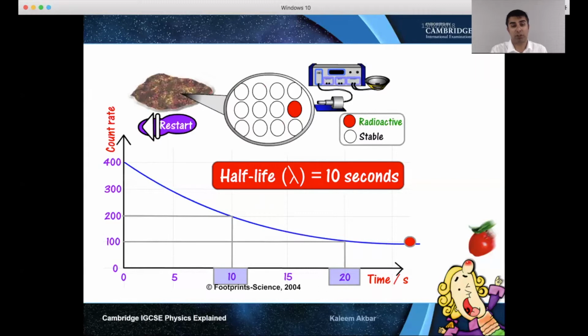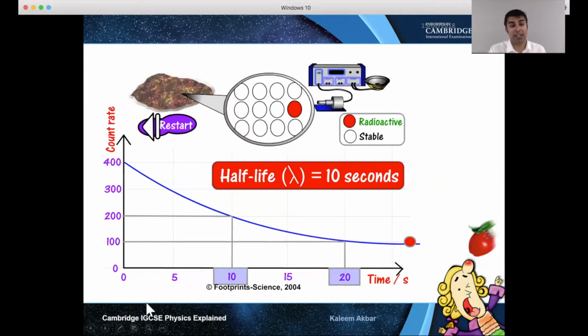What's half of 200? It is 100. Notice it took 20 seconds, but it only took 10 additional seconds. So how long would it take to go to 50? It would be 30 seconds in total. It would be another 10 seconds.